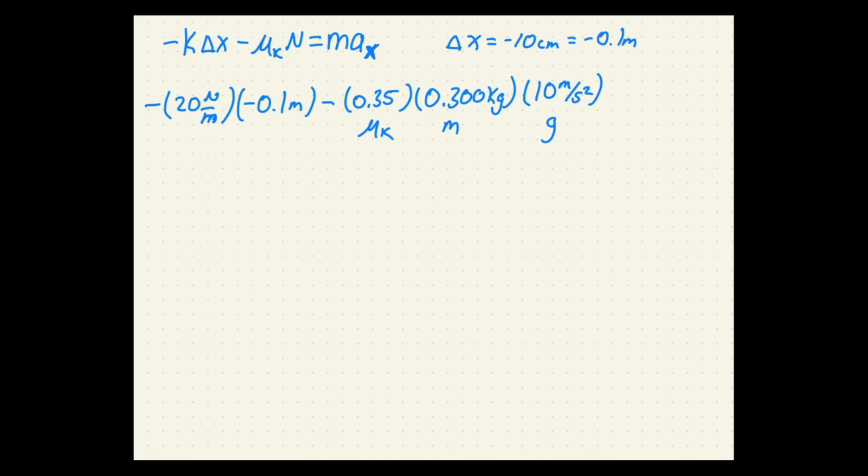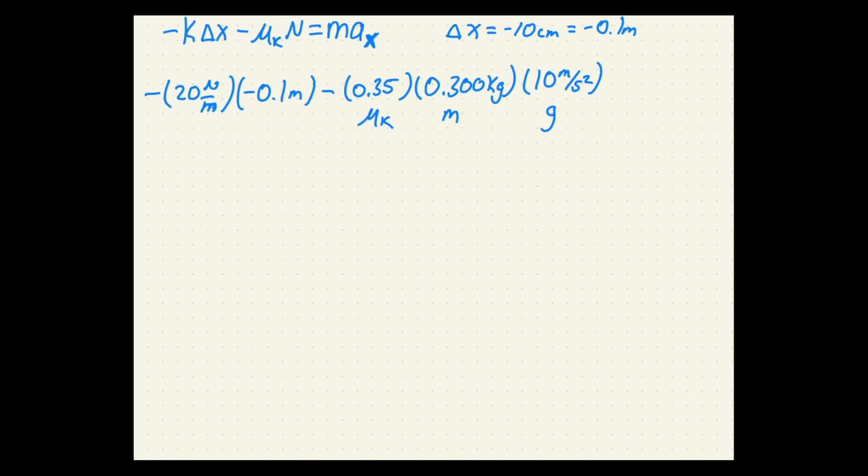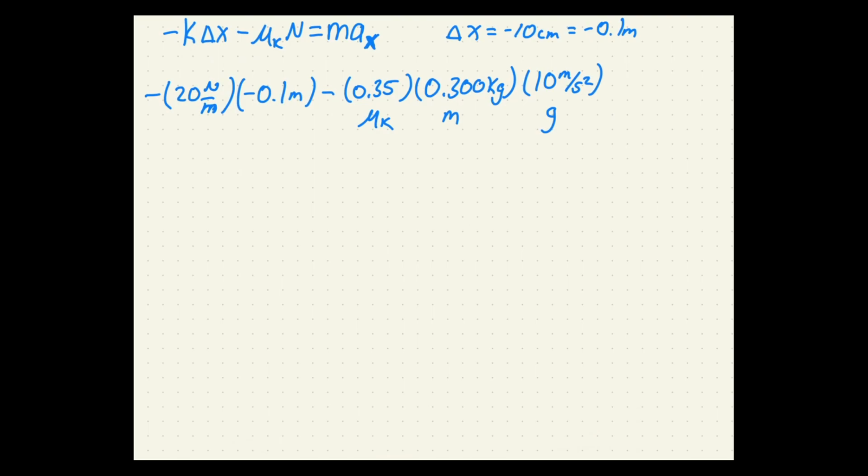If I called this mu k times n vector and said this was now mu k times m times g vector, that would be a whole different situation. And we'd be still adding these things together, and you should see it come out in the wash. But overall, our m and g comes from our normal force n. And so if I plug it all into a calculator, what I get is something around 0.95 newtons.